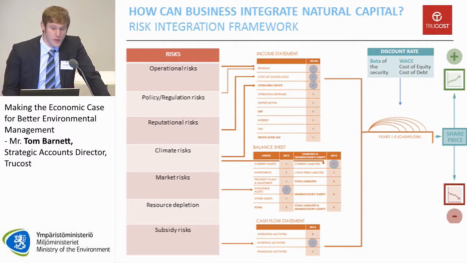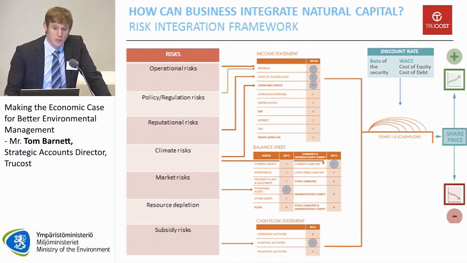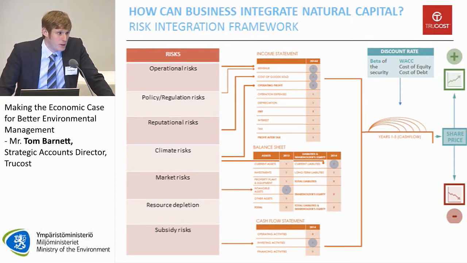So in terms of operational risks, you could have higher supply chain costs, such as increased steel prices, leading to narrowing of margins as it pushes up the cost of goods sold. On the policy and regulation side, due to changes in legislation or voluntary commitments, this could mean costs associated with compliance or litigation, as we're seeing very starkly now in the Volkswagen case.